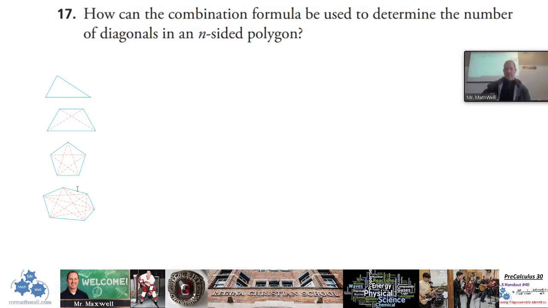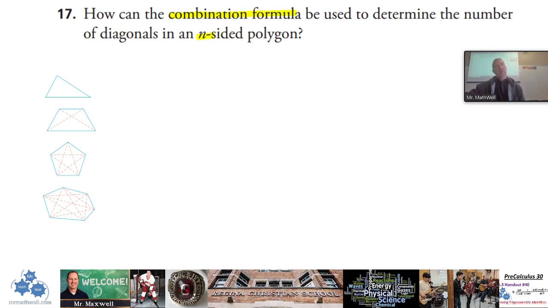All right, so what is this, 4.6? Is this 4.6? Okay, 4.6 in Foundations Math 30. This is number 17. So we're trying to figure out how we can use the combination formula to determine the number of diagonals of an n-sided polygon.